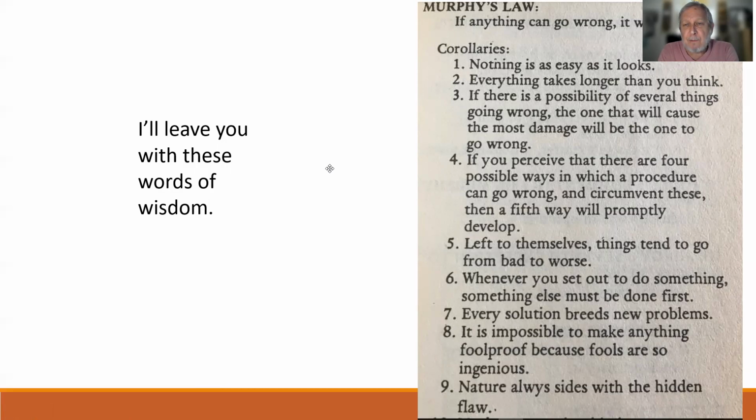If you perceive that there are four possible ways in which a procedure can go wrong and circumvent these, then a fifth way will promptly develop. Left to themselves, things tend to go from bad to worse. Whenever you set out to do something, something else must be done first. Every solution breeds new problems. It is impossible to make anything foolproof because fools are so ingenious, and nature always sides with the hidden flaw.